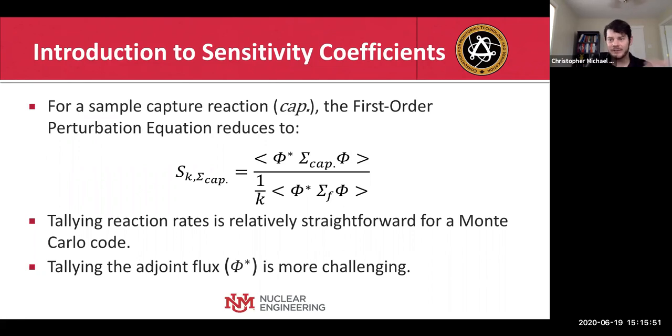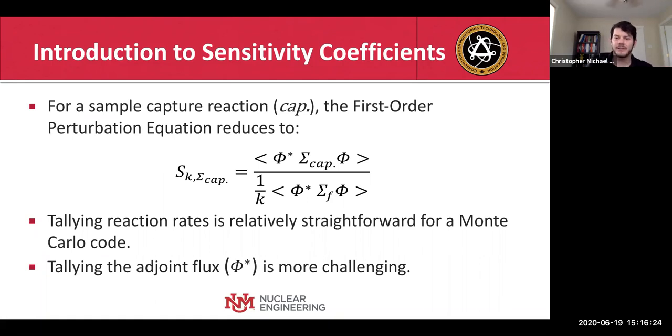In this equation, basically what we need to do is we have these brackets, which are inner products. That's just an integral over all phase space, right? So to do that, we integrate energy from 0 to infinity. We integrate space over the entire problem. We integrate over all solid angles. We integrate over everything, basically. So it's the inner product of the adjoint flux, phi star, times what ends up being a reaction rate. So sigma times phi is a reaction rate.